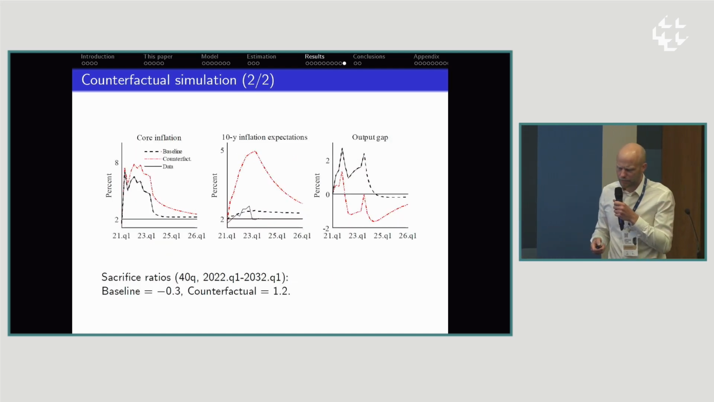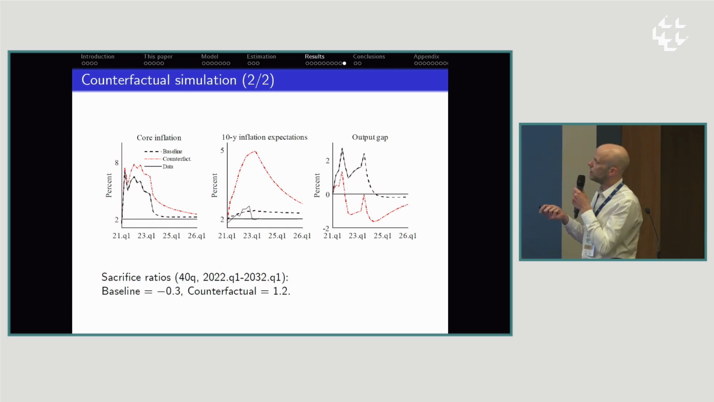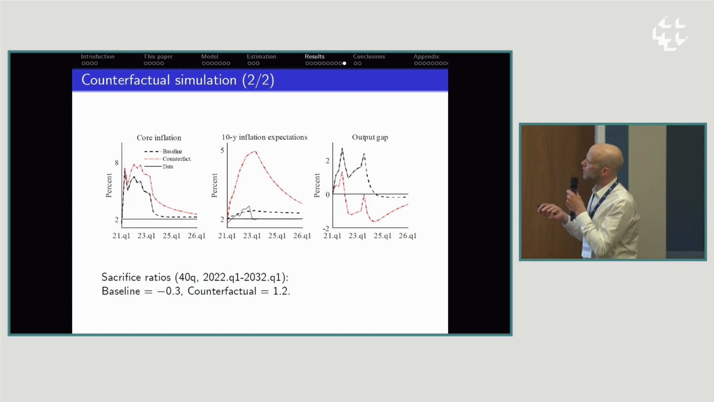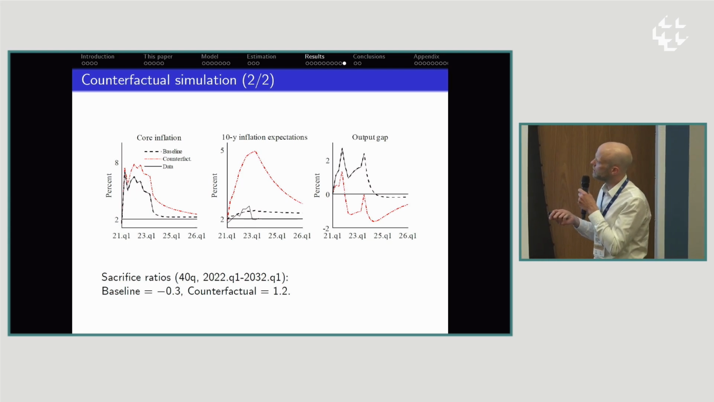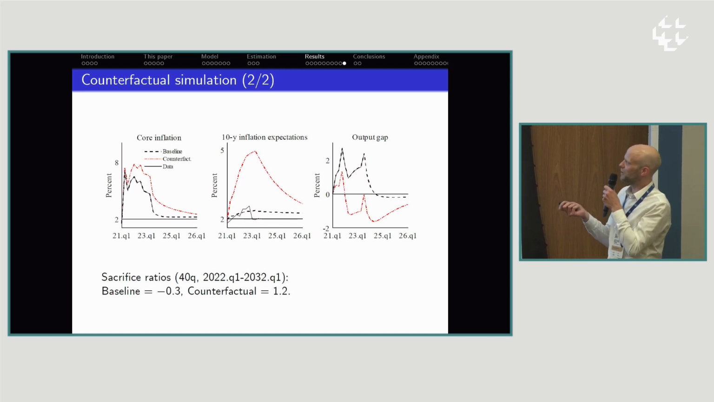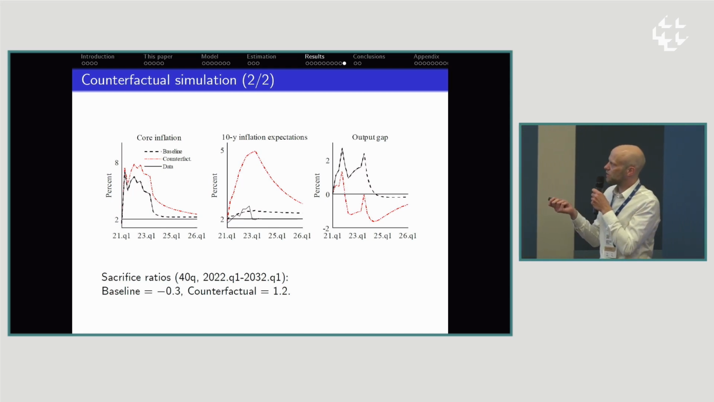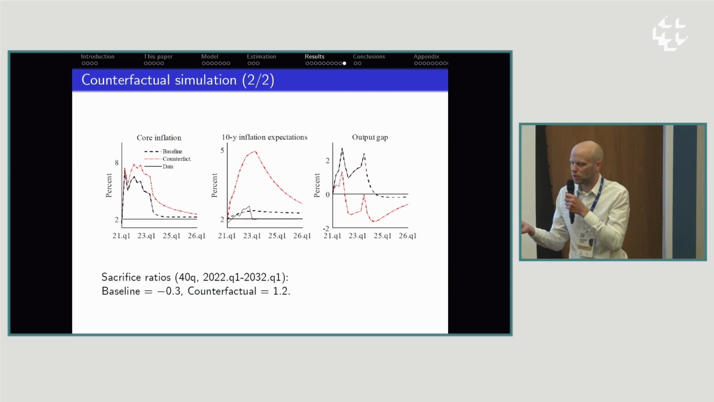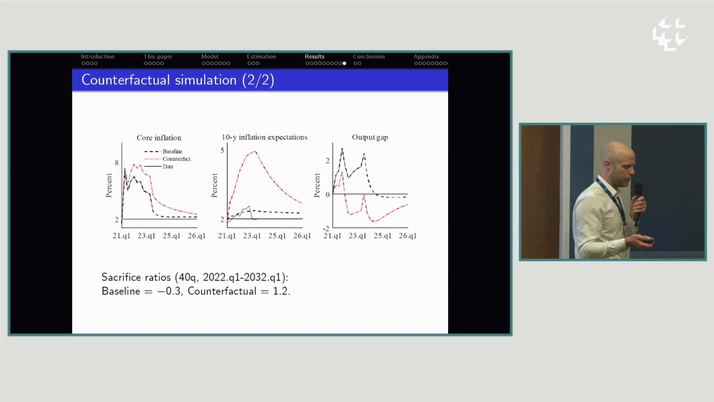So here we see core inflation, 10-year inflation expectations, and the output gap implied by the model. So in the baseline case, expectations don't increase very much, and inflation doesn't increase that much, and the output gap remains in positive territory. And we have a sacrifice ratio of actually slightly negative, minus 0.3.